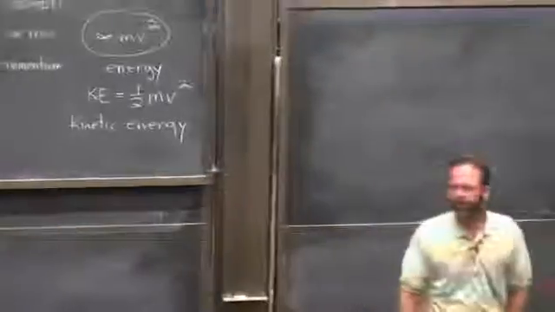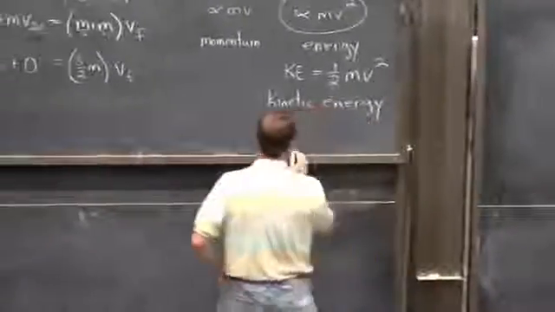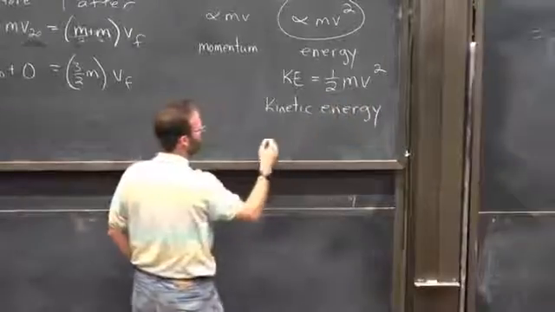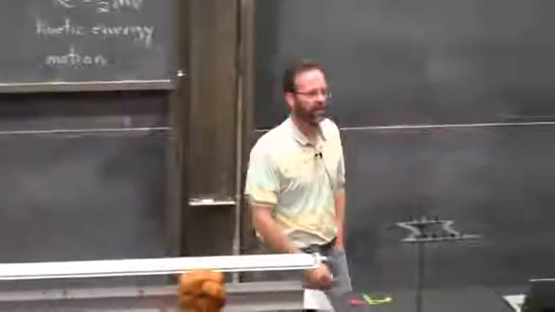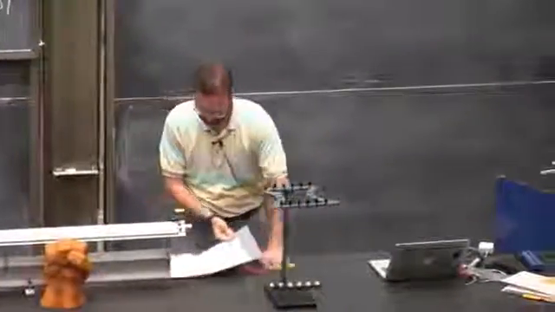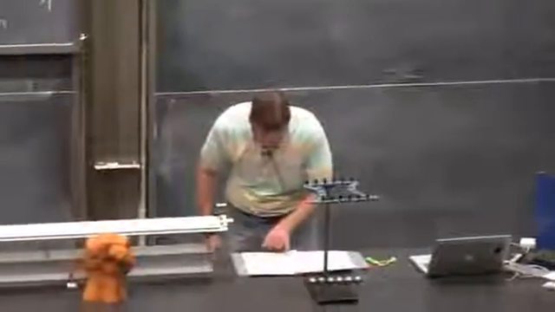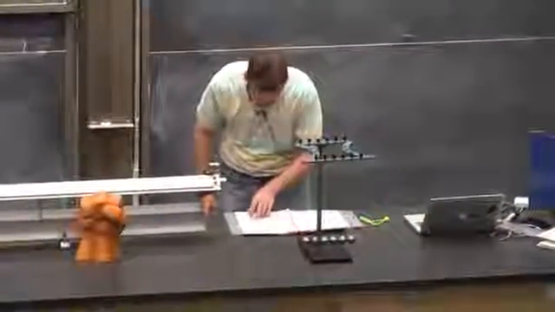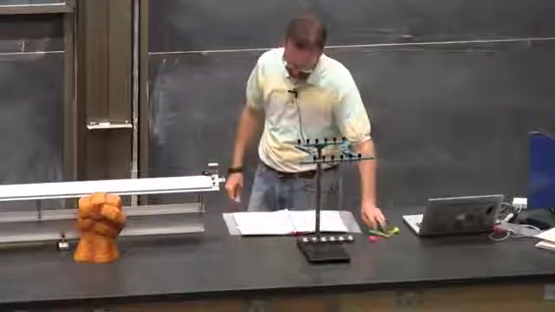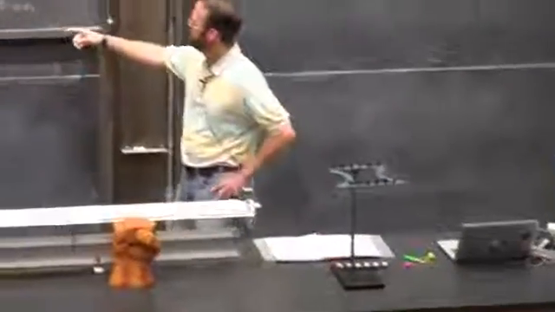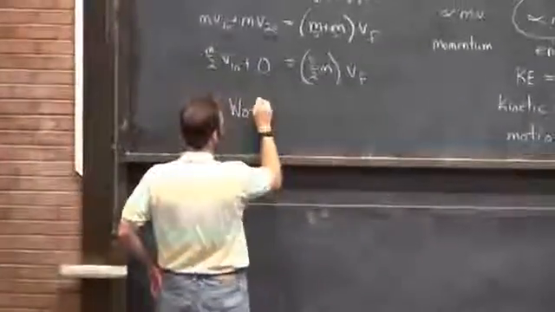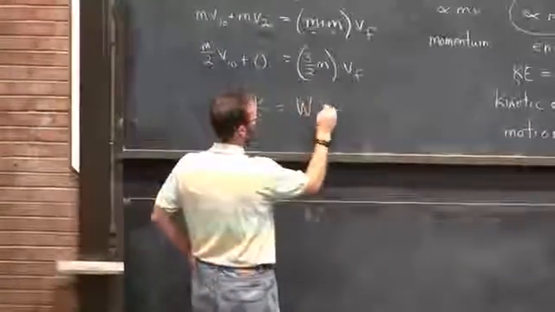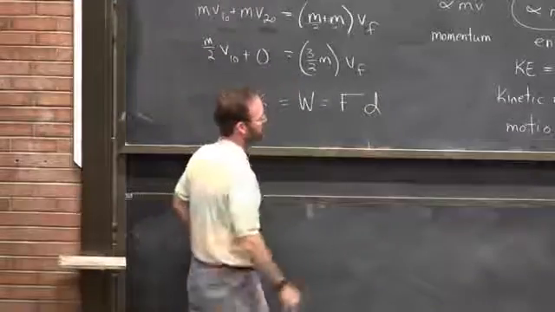Work, you hear all the time. So kinetic energy is energy associated with motion. Something has to be moving to have kinetic energy. If it's not moving, there is no kinetic energy. So, yeah, this is the work done on something to change its motion, the speed of it. Work is W, force times a distance.